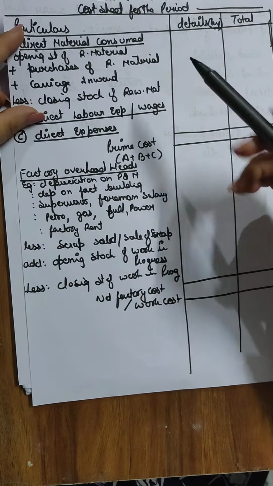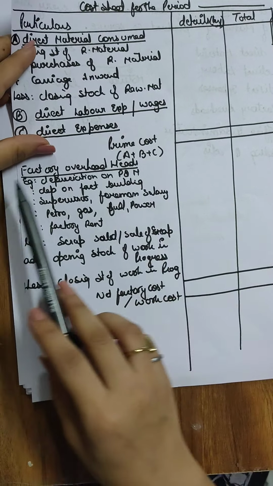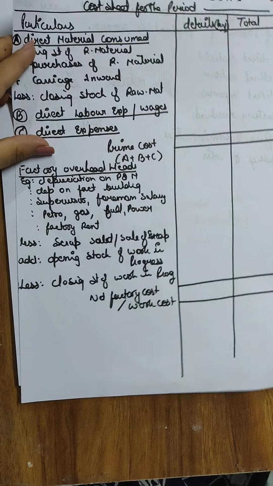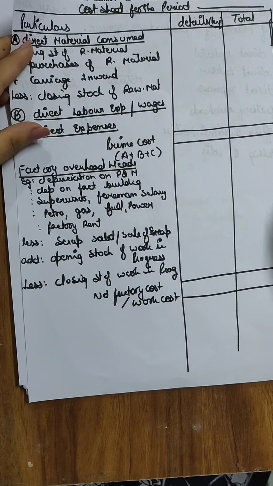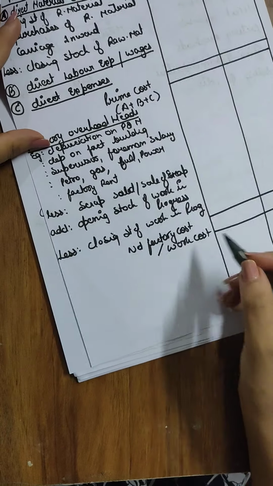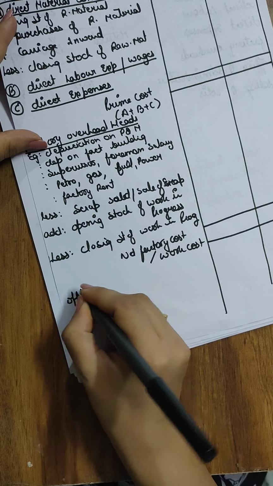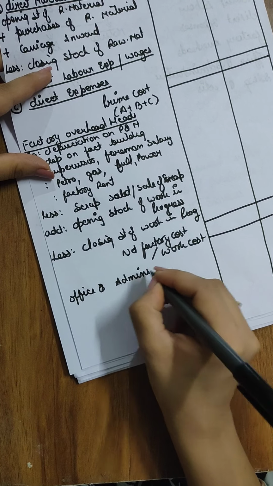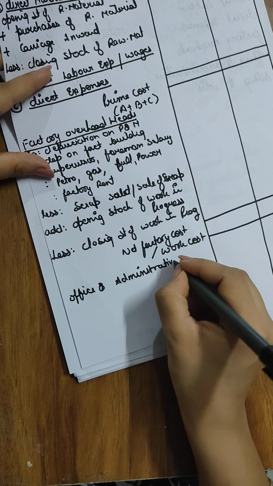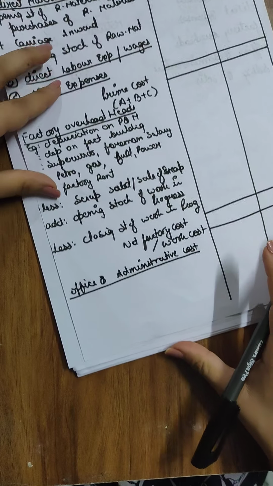So first we have related to the direct material, then we start with the indirect cost, in which first we have computed for the factory cost. So after the computation of factory cost comes the other type of cost, that is office and administrative costs. So now the next type of cost that comes is the office and administrative cost.